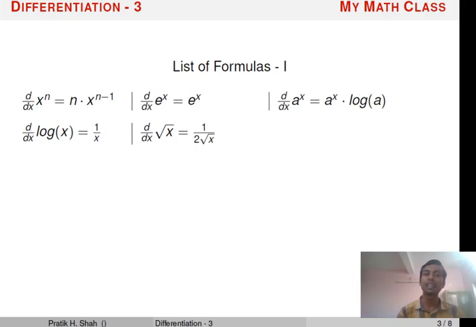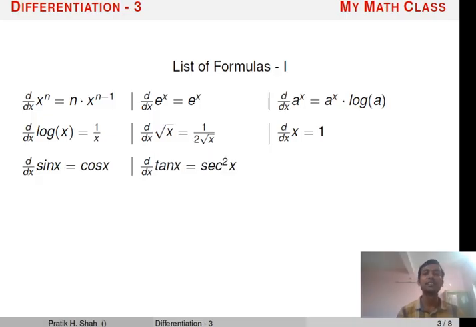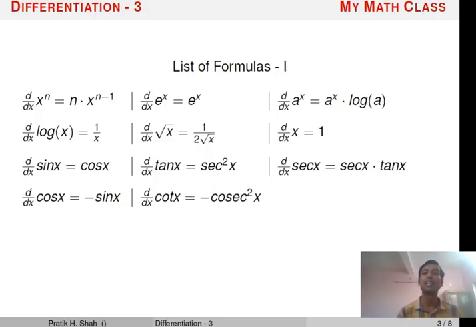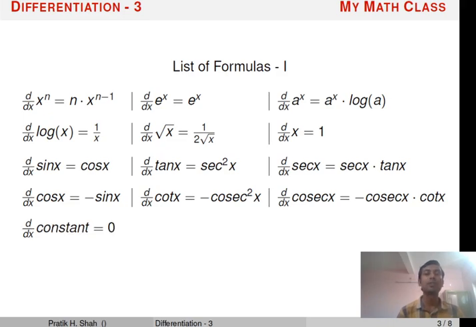Derivative of root x is equal to 1 upon 2 root x. Derivative of x is equal to 1. Derivative of sin x is equal to cos x. Derivative of tan x is sec square x. Derivative of sec x is equal to sec x into tan x. Derivative of cos x is equal to minus sin x. Derivative of cot x is equal to minus cosec square x. Derivative of cosec x is equal to minus cosec x into cot x.